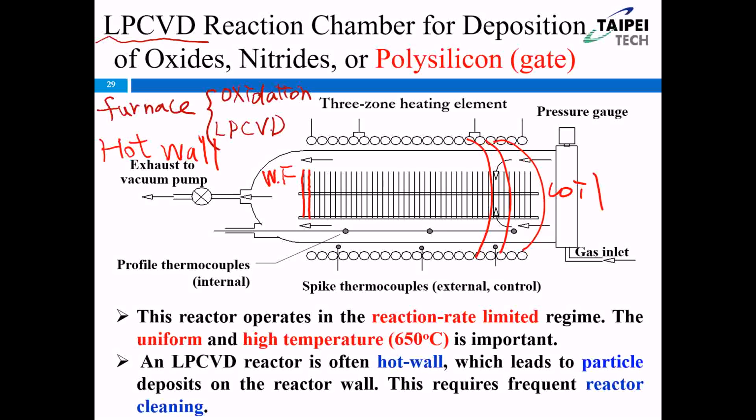Because we use the coil. This coil is surrounding this quartz tube, 石英管. The coil is surrounding the quartz tube, and the whole quartz tube has the uniform temperature. So that's the reason we say the furnace is the hot wall system, okay? Because the whole chamber, the whole quartz tube has the uniform temperature, okay?